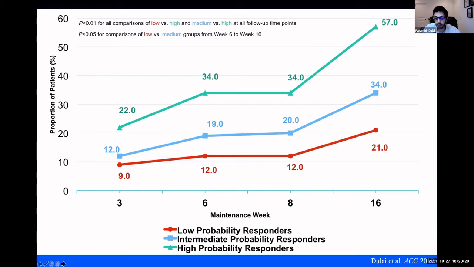And I don't have the data here, but we are doing some validation work, which is showing that the ustekinumab Crohn's disease model does not predict outcomes for vedolizumab, but it does for ustekinumab. And the vedolizumab Crohn's disease model does not predict outcomes for ustekinumab, but it does for vedolizumab in Crohn's disease.